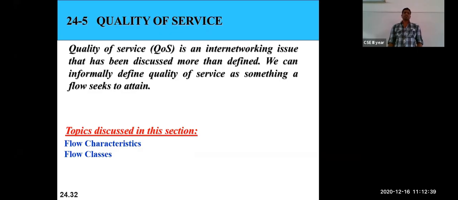That's about congestion. Can I move ahead? I wanted to finish this entire chapter today. Then it's quality of service.